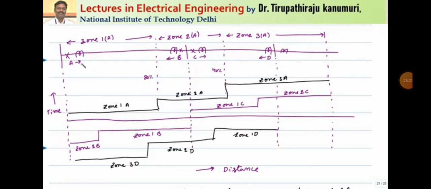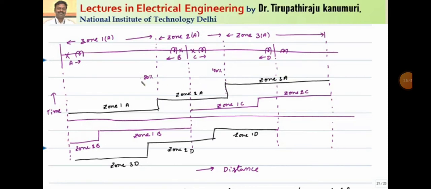Now this relay A will operate for 80% of the first section, and then the remaining 20% plus nearly 40% of the second section will be covered by zone 2 of relay A, and again the remaining part is covered by zone number 3.